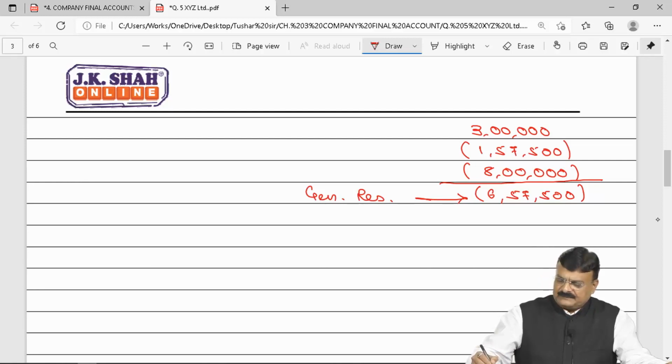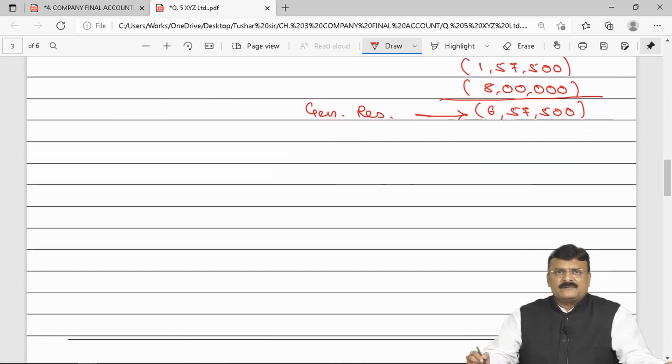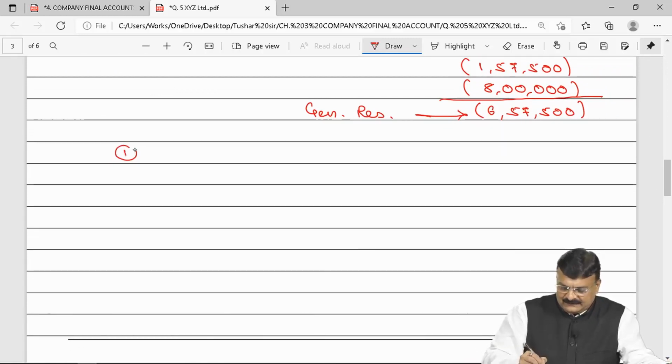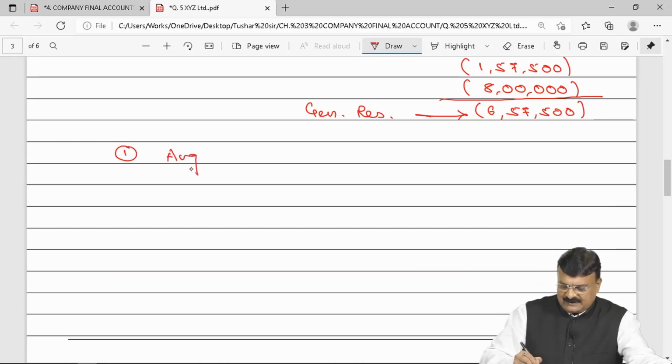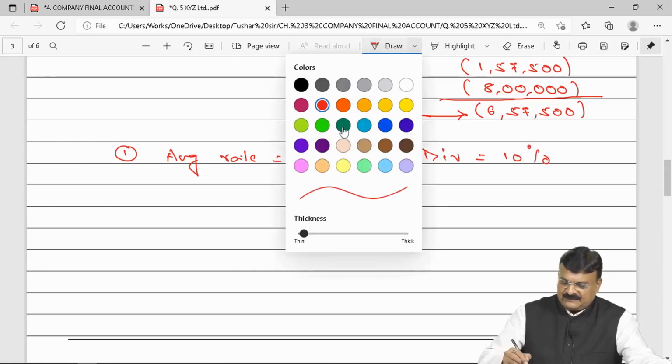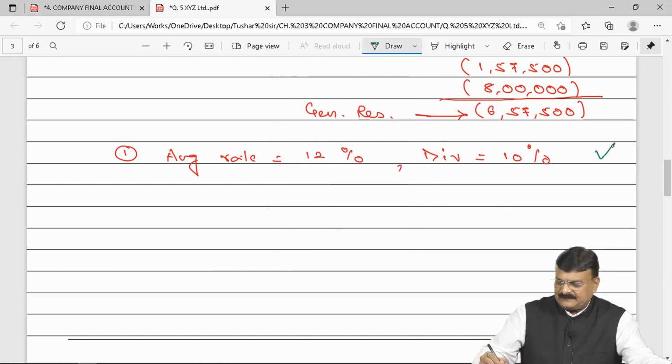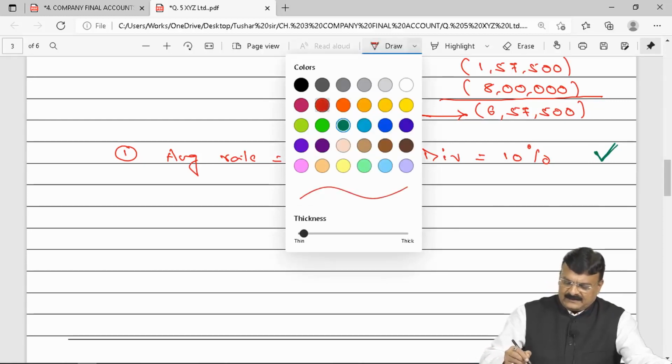Clear? Now, 3 conditions. What was condition number 1? Dividend rate cannot exceed the average dividend rate of the last 2 years. Our average rate given in the question is 12%, and we have declared dividend at 10%. Yes, our dividend rate is less than the average. So, right, condition fulfilled.